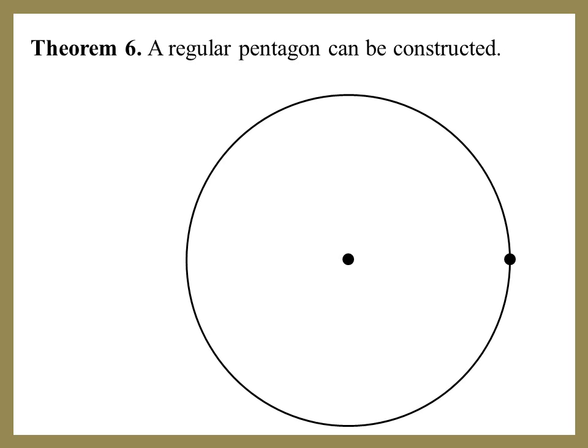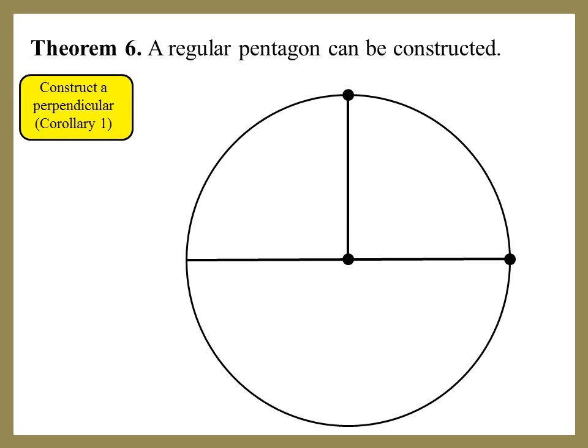We now explore the construction of regular n-gons. We start by constructing a regular pentagon. Suppose we are given a circle, the center of the circle, and a point on the circle. Construct a diameter of the circle through the two given points. Construct a perpendicular to the diameter by Corollary 1, and find the point where the perpendicular intersects the circle.